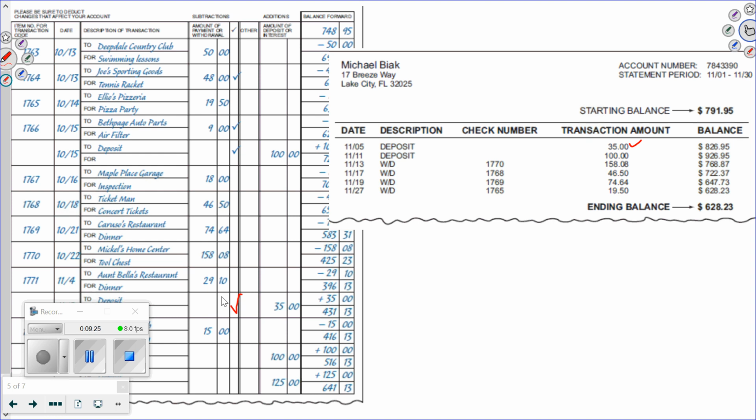So next they had a deposit for $100. Do you see a deposit for $100? Yes. Now be careful, there are 2 of them. Okay, good. This one already has a check mark next to it. That was already done from the previous statement, so I'm looking at this one.